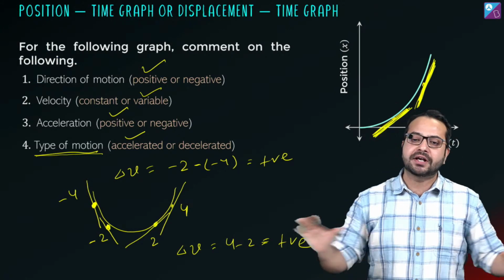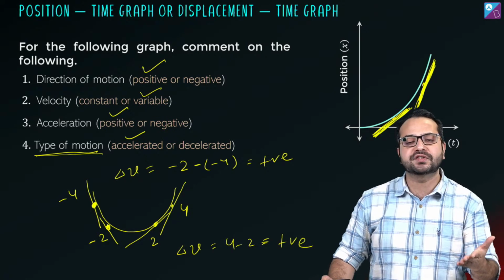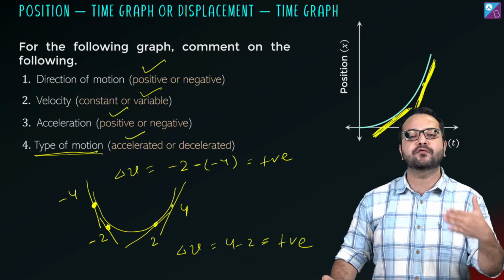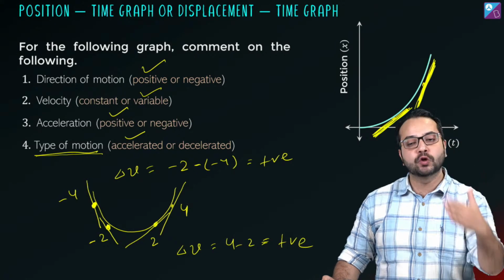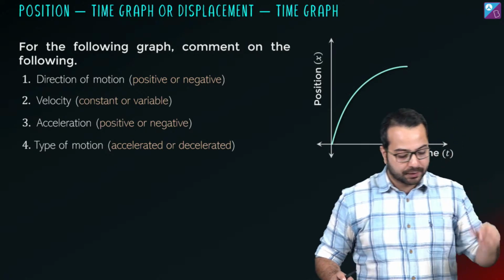ठीक है, चलो क्लियर है. तो if we have to see accelerated or decelerated motion, what do we have to see? We have to see the speed, which means we have to look at how the magnitude of slope is changing. Chalo, next one.